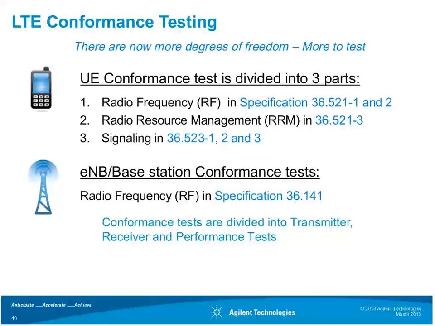The LTE conformance standards are divided between the handsets and the base stations. The handset standards are divided into 3 categories: RF, radio resource management, and signaling. Radio resource management controls, assigns, and distributes the radio resources among the entities. For the base station, they just have conformance standards for the RF. For each of the RF conformance standards, they divide it up into transmitter, receiver, and performance requirements.